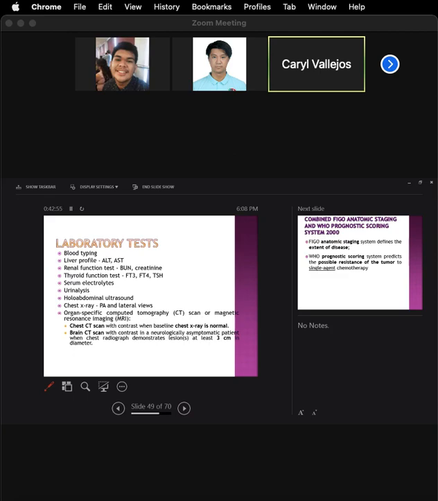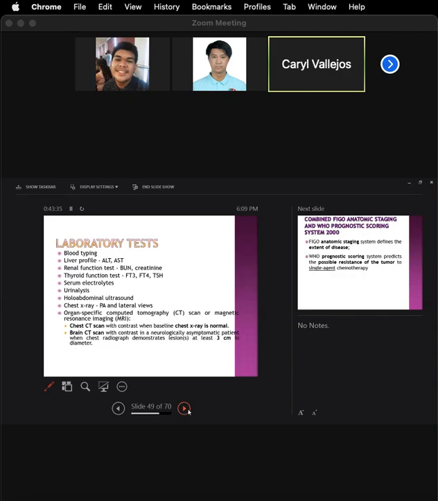And if in the chest x-ray there is a lesion at least 3 centimeters in diameter, we should request a cranial CT scan with contrast in neurologically asymptomatic patients with a chest radiograph demonstrating a lesion of at least 3 centimeters in diameter, in a normal chest x-ray, regular chest x-ray. Because with a lung tumor size of 3 centimeters in diameter, there is an increased risk that there will be a brain metastasis later on.